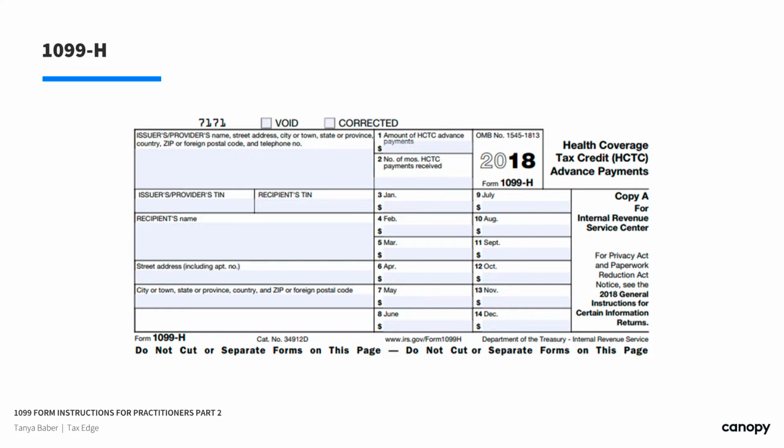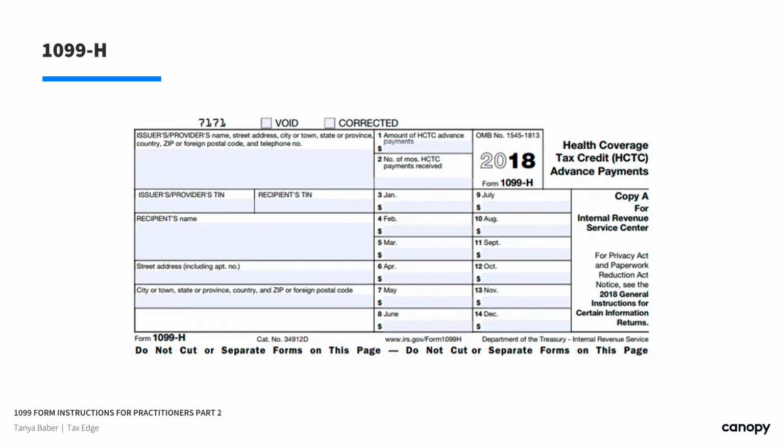In boxes 3 through 14, it has the same idea like the 1099-K, where it's listed by month separately, January through December, but then you have the total up above in box 1. So that's kind of the layout of how these work. If you're having to report it, it's very straightforward as long as you break it by month, and the total is in box 1 and the number of months that the payments are received is in box 2. This one's pretty straightforward in the reporting itself.